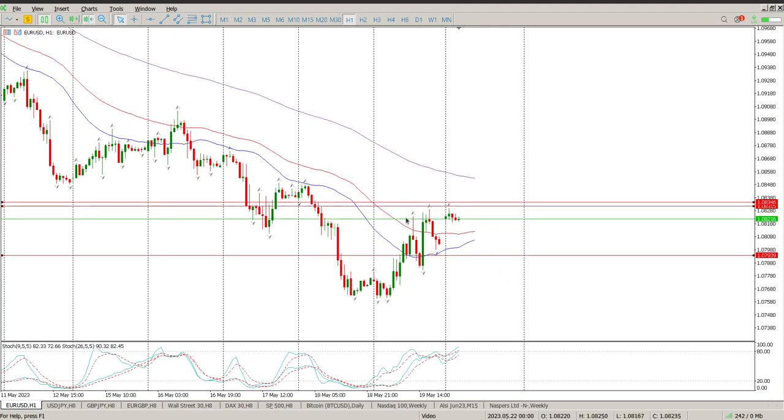And this could turn out to be a flag of sorts, which would then get us moving below the low of last week. So, sorry, not last week, but the low of last Thursday.